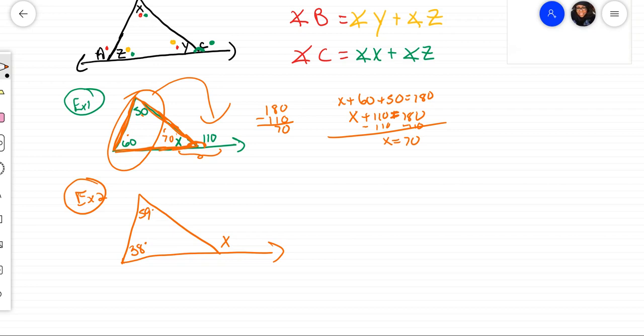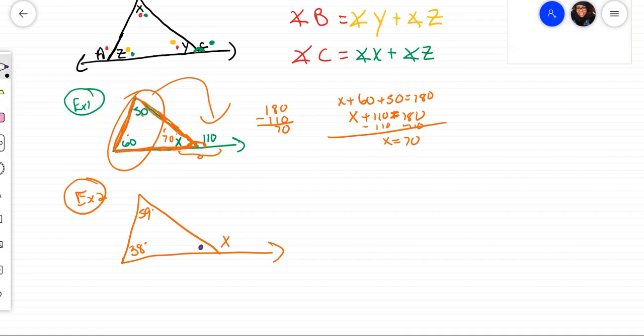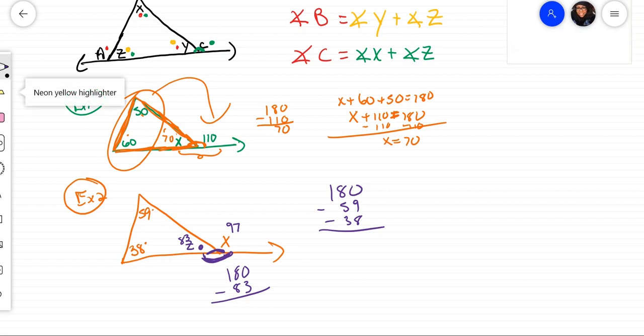Now, you don't need to know the remote exterior angle theorem. You could just do the work and figure out what this missing angle is with the purple dot. Let's put a z here. We could figure out z first. So we could say 180 minus the 59 minus the 38, and we get an 83. And then once you get z, these are a linear pair, so you could do 180 minus the 83 and figure out that this is 97. I'm sorry, yeah, it's 97.